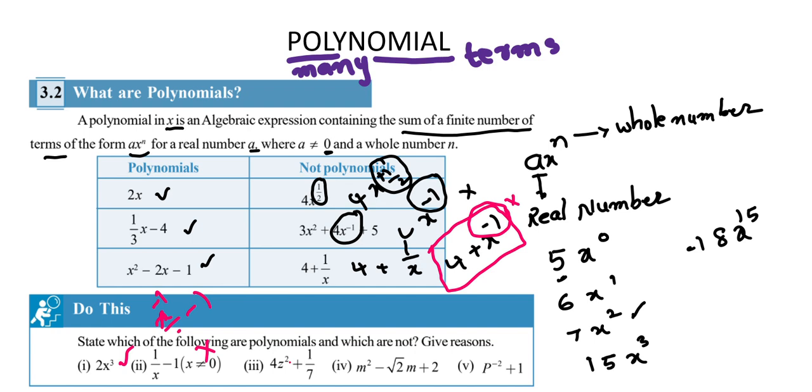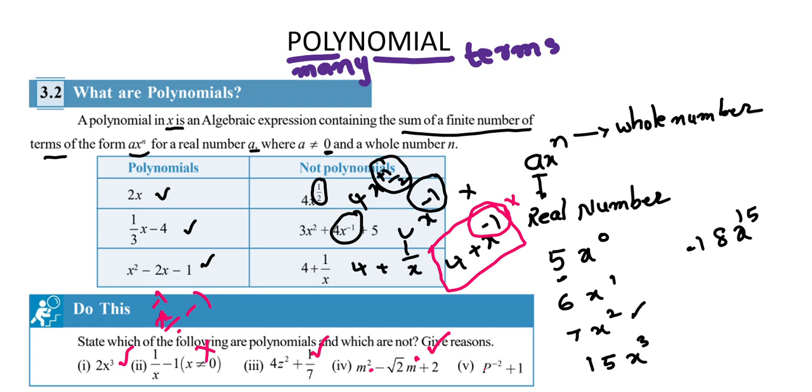4 z square plus 1 by 7: this is a polynomial. Now, m square minus root 2 m plus 1 is also a polynomial. Look, all degrees are whole numbers only. Here m square, m power 1, so they are whole numbers only.